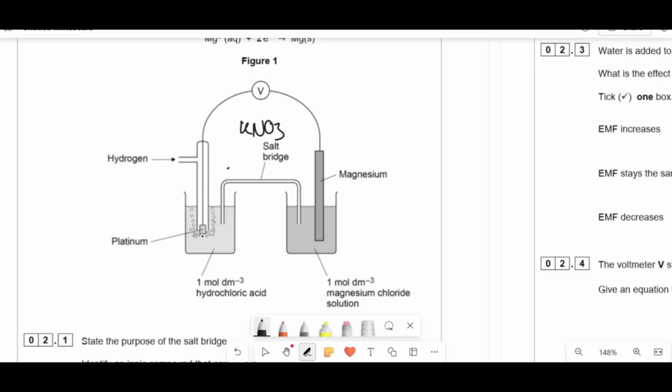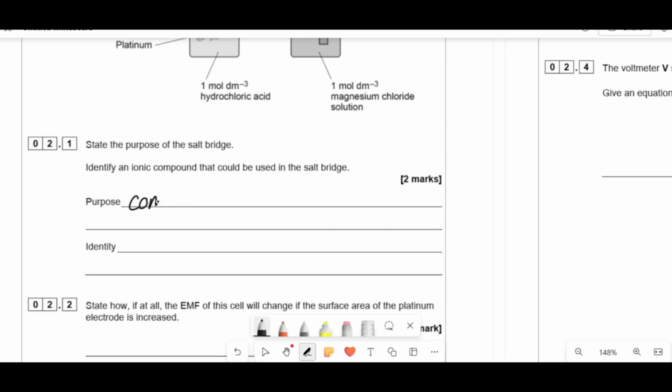So the reason we do it is to complete the circuit, or you can say to allow electrical neutrality as well. So, complete the circuit. A lot of people have said that electrons move through the salt bridge. Incorrect. That's not what happens. And a lot of people chose random things that would react with these two. Like this is soluble, so it can move, and it doesn't react with what's in there.